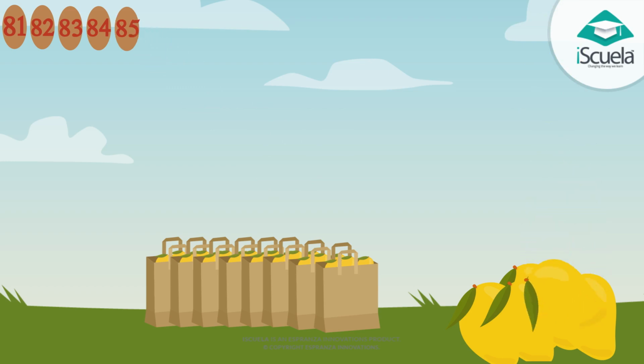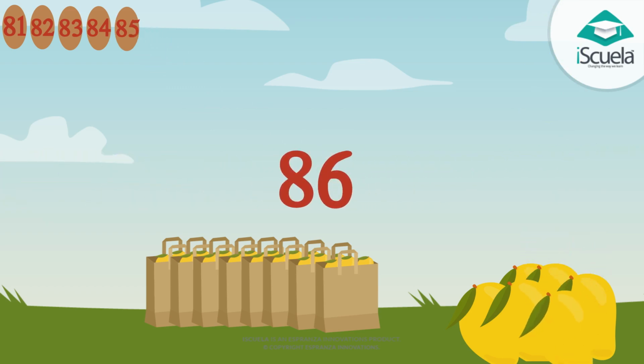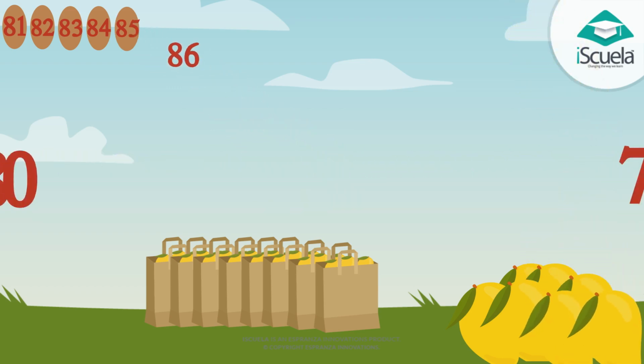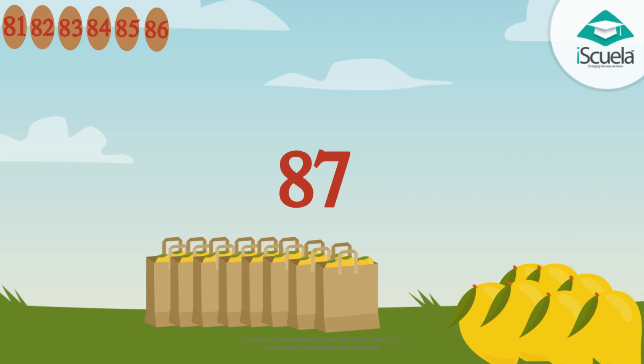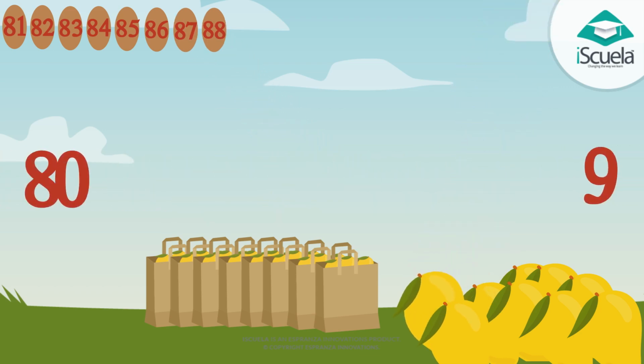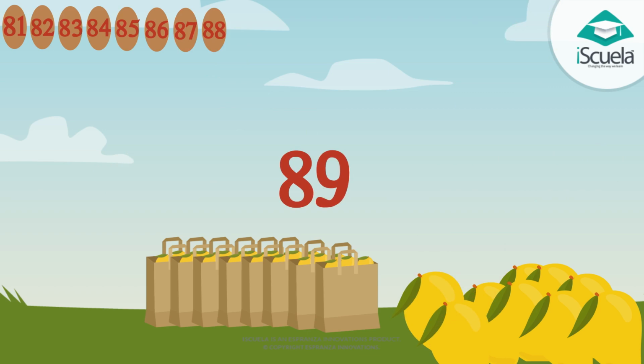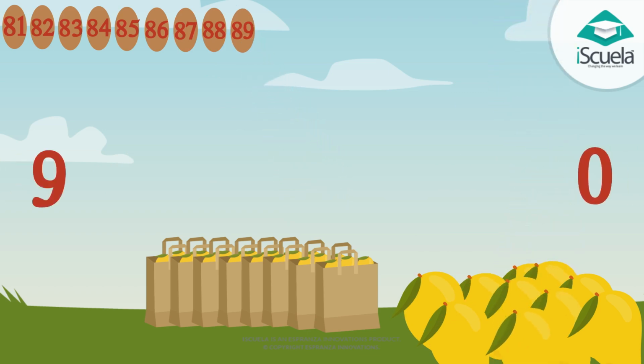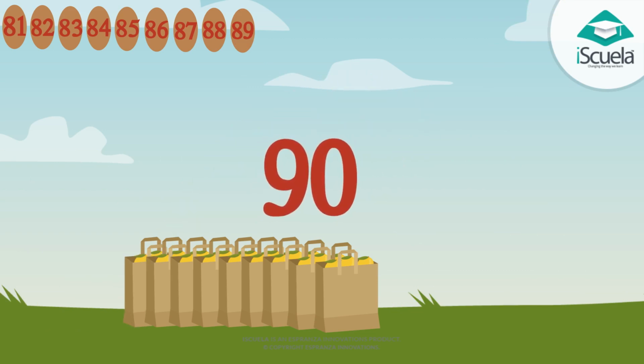85. 80 and 6, 86. 80 and 7, 87. 80 and 8, 88. 80 and 9, 89. 90 mangoes is equal to 9 groups.